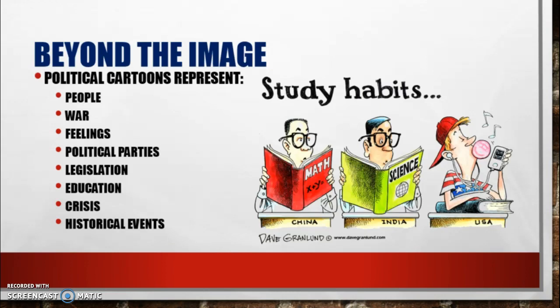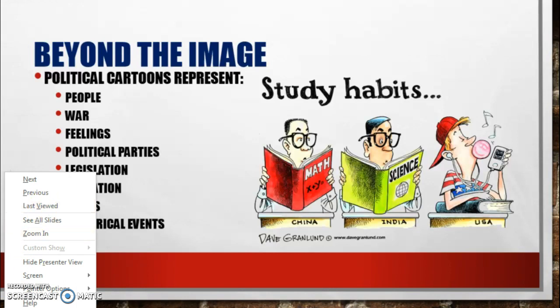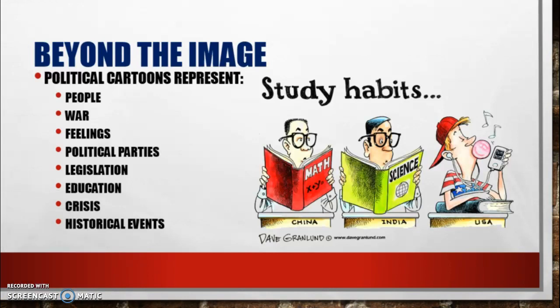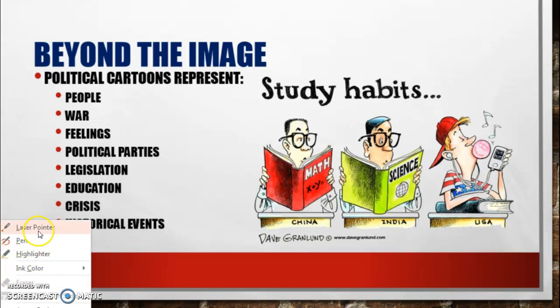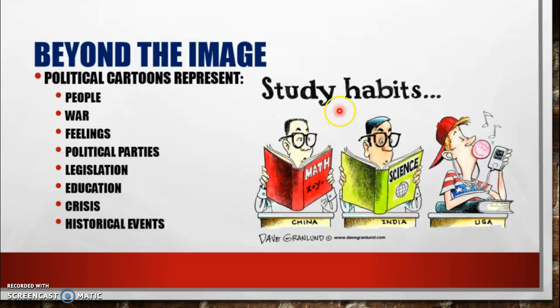The cartoon to the right of your screen is referencing education. If we look at this cartoon and we ask maybe a 7th grade student to tell us what they see, they'll say, I see a red book, maybe a red math book, a yellow science book, and a blue book. I see a red hat on a guy's head. He's also chewing gum and listening to music. He's not reading his book like the other two students are. The other two students have on glasses and white collar shirts and they're sitting at their desk.